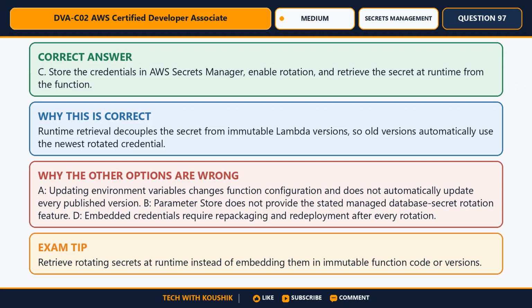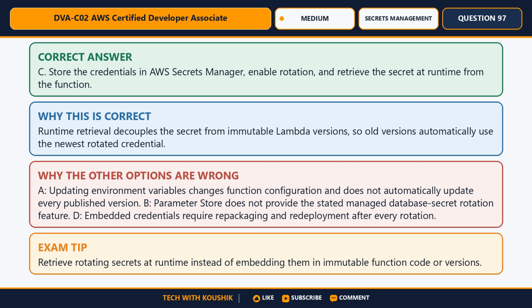The correct answer is C. Store the credentials in AWS Secrets Manager, enable rotation, and retrieve the secret at runtime from the function. Here is why. Runtime retrieval decouples the secret from immutable Lambda versions, so old versions automatically use the newest rotated credential. Why are the other options not correct?